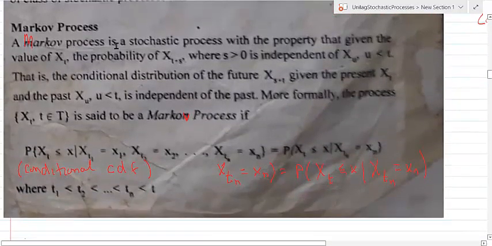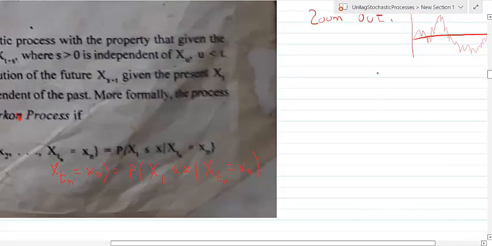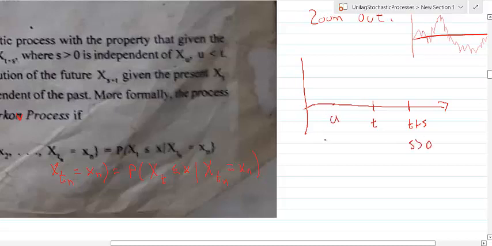A Markov process is a stochastic process with the property that given the value of x_t, the probability of x_{t+s}, where s is greater than 0, is independent of x_u, u less than t. So what's the picture here? I have my timeline, and here I have 3 times: u, t, and t plus s. Now s is greater than 0, and u is less than t.